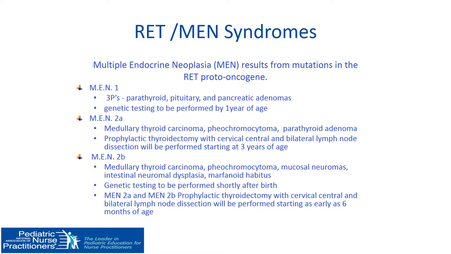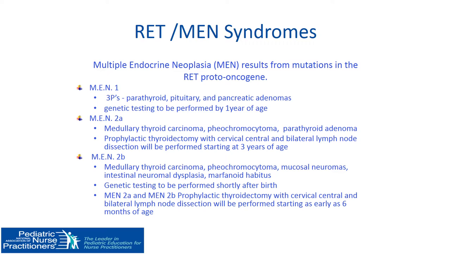RET and MEN mutations. Multiple endocrine neoplasia results from mutation to the RET proto-oncogene. So usually these kids have a parent or a family member with these mutations, or they have a strong family history of thyroid cancer. So those are the kids that we're going to test. There are three types, technically, of MEN syndromes.